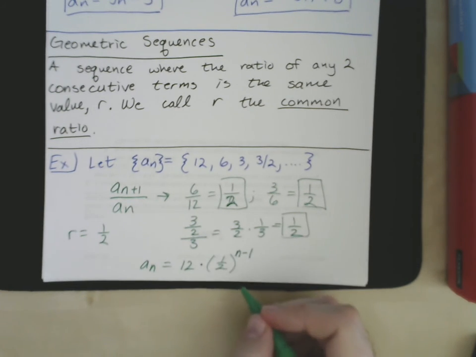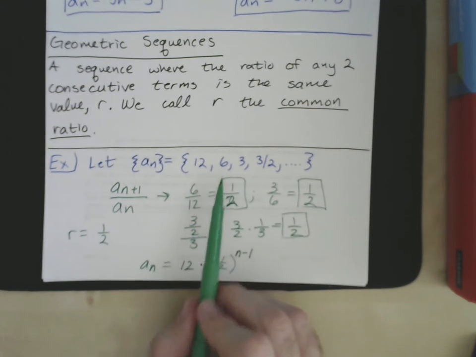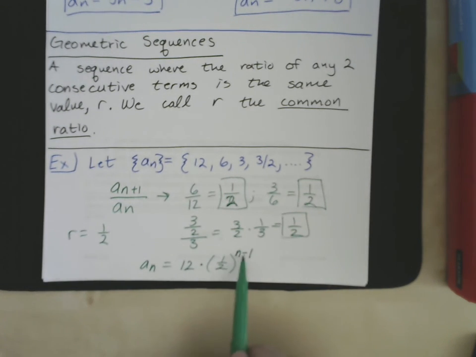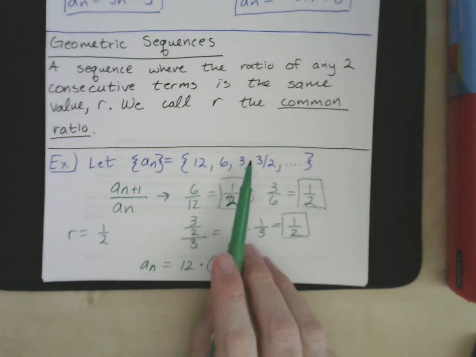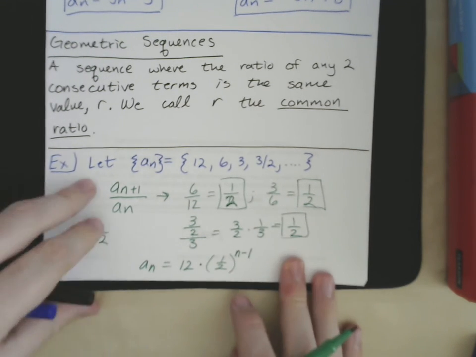And you can double check this. a 2, which is 6, means we do 12 times 1/2 to the 2 minus 1, or 12 times 1/2. That's 6. And then a 3 should be 12 times 1/2, which is 6, times another 1/2. Well, 3 minus 1 is 2. So we can check that out and make sure that that works.